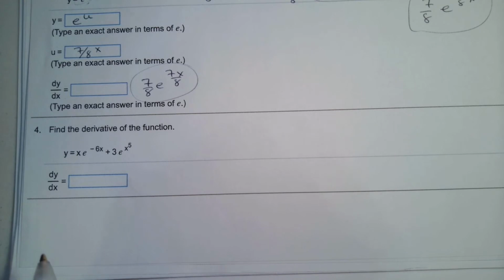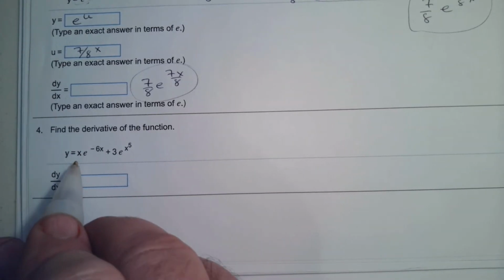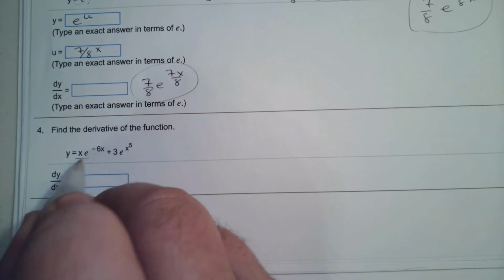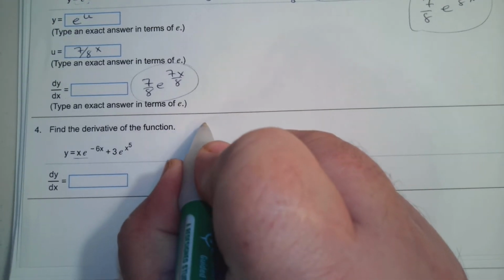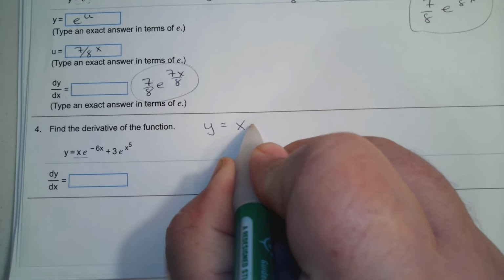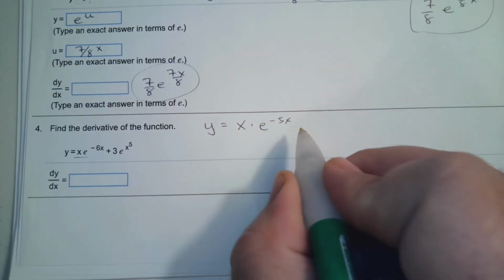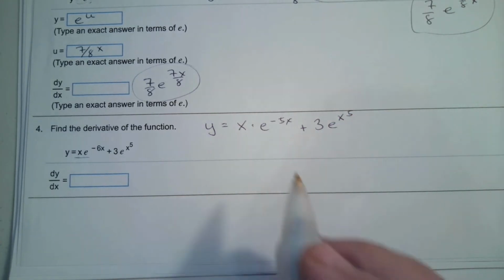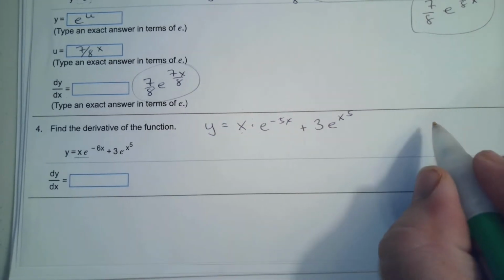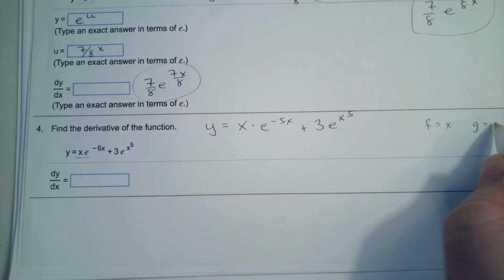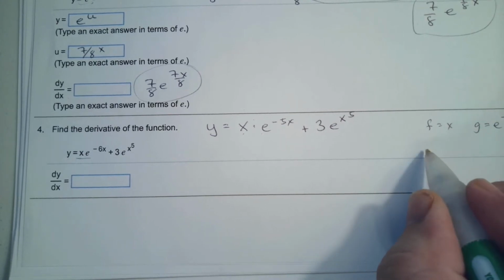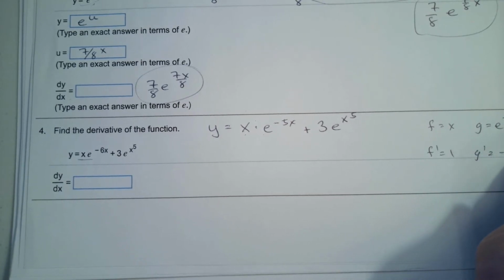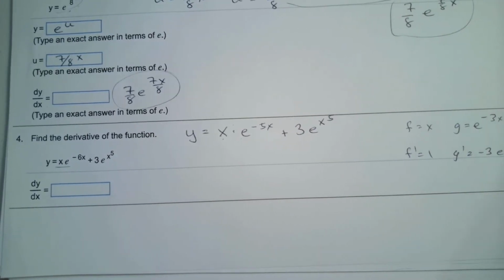Number 4. Okay, now we have a lot of pieces here. x times e to the u. So this one's a product rule. x times e to the power negative 3x plus e to the x to the fifth power. This is f and g. e to the negative 3x. So f prime is 1. g prime, the derivative of that, is negative 3 e to the negative 3x.